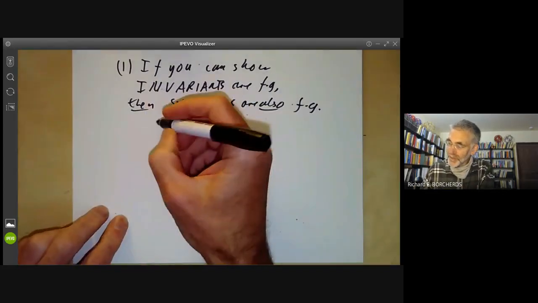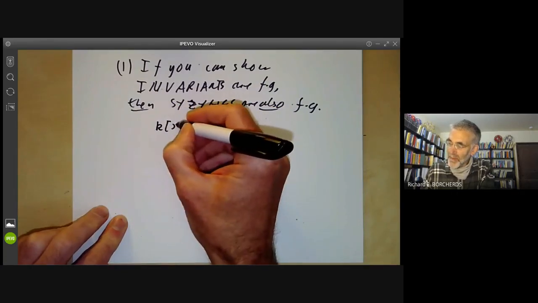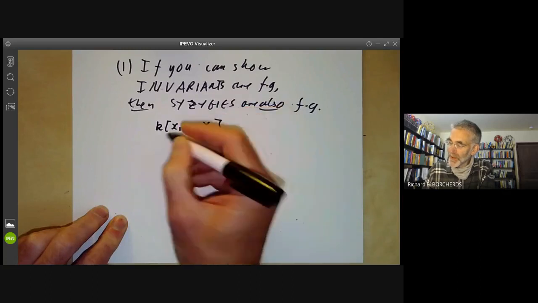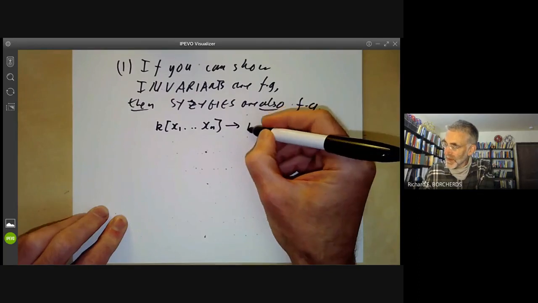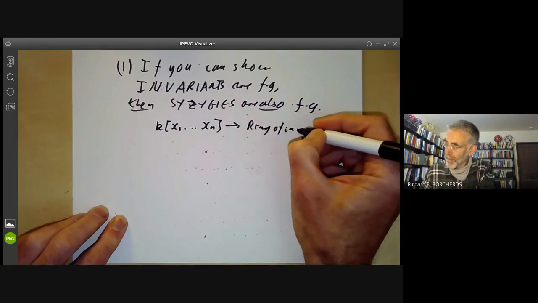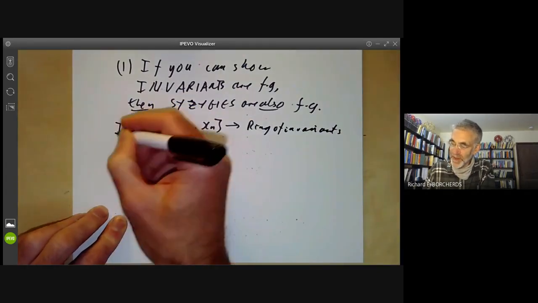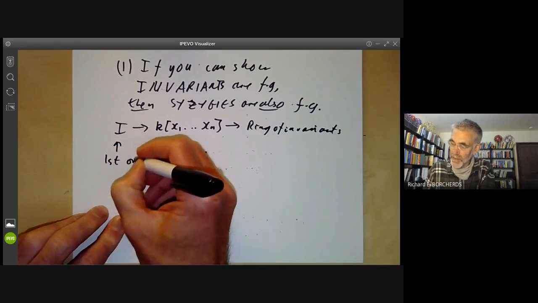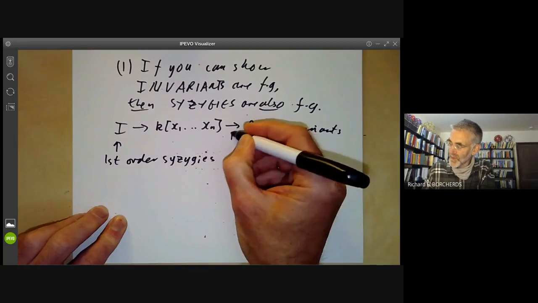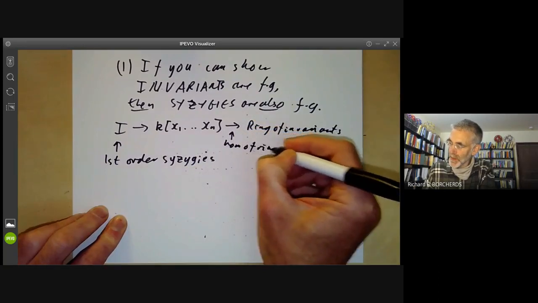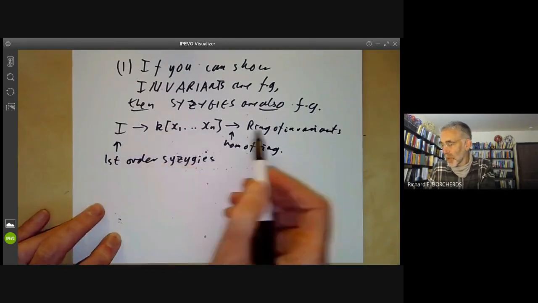Well, suppose invariants are finitely generated. That means you've got a map from some polynomial ring in a finite number of special invariants onto the ring of invariants. And the first order syzygies are going to be some sort of ideal. So this is a homomorphism of rings. The syzygies are generators for this ideal, because the kernel of any homomorphism of rings is an ideal.